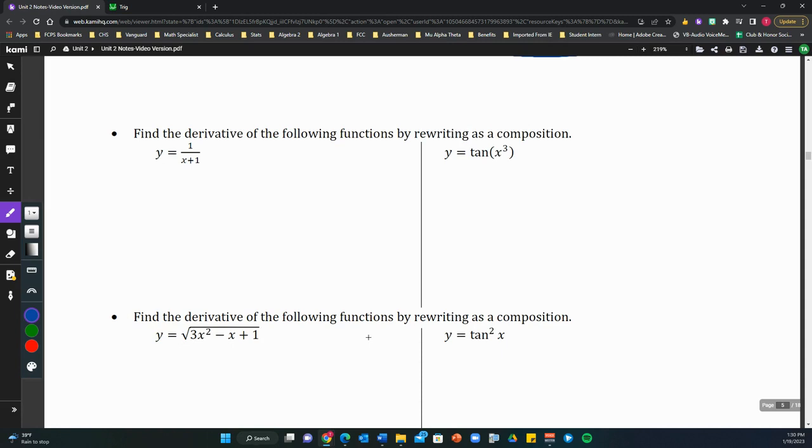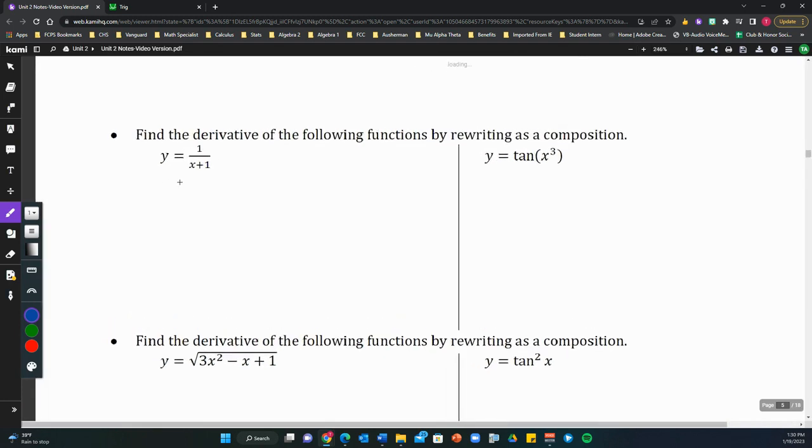So for example, this first one I chose for a reason because most people look at this and don't recognize this as a composition. Y equals 1 over the quantity x plus 1. This is actually a composition. It's just not easily recognized as one. What most people will look at this and instinctively think is, oh, it's a fraction. Let's do quotient rule. So let's say that we explored that option. Top function is 1, its derivative is 0.